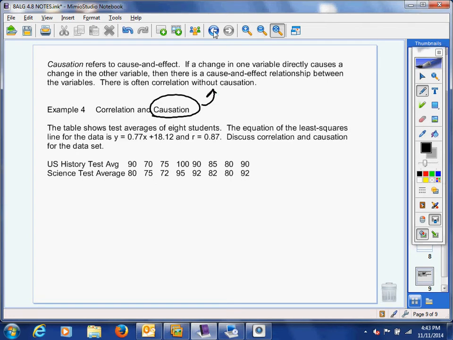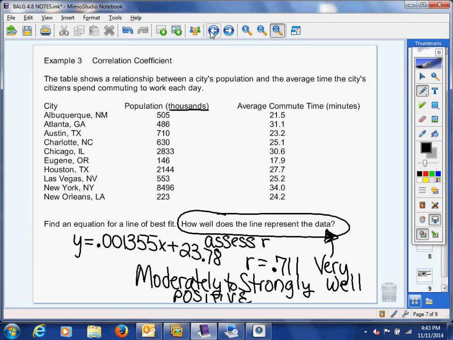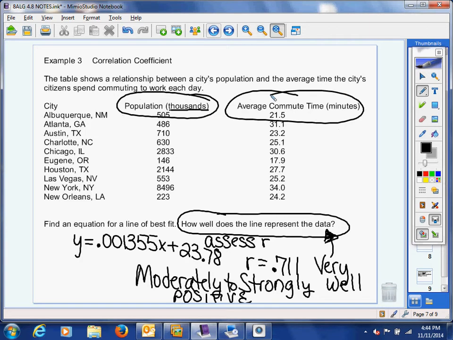Okay, now let me flip back in your packet, go back 2 pages to the example 3 correlation coefficient example we did in the previous video. And we're going to compare population versus the average commute time. We calculated that the correlation coefficient was 0.711, and we said that line of fit very well represents the data. It's a strongly positive correlation. But is there causation here? Does the amount of population affect the commute time? Well, let's talk about that.